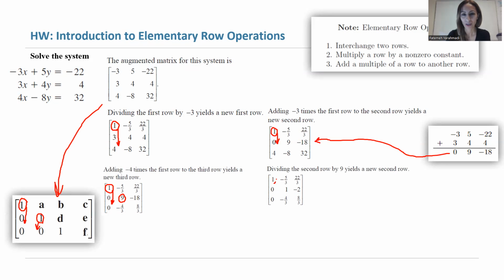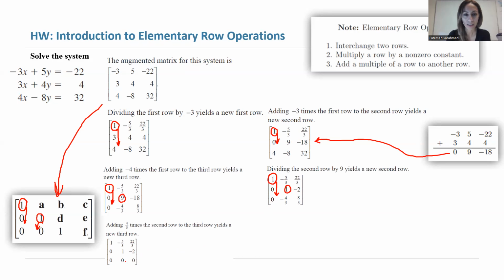Again, you have 1, and then every element down here is 0. Then you have a 1. You're happy. But down here, you don't have a 0. You see -4/3. What you're going to do is multiply the second row by 4/3 and add it to the third row. By doing that, the last row becomes a 0 row. So everything here is going to be 0.